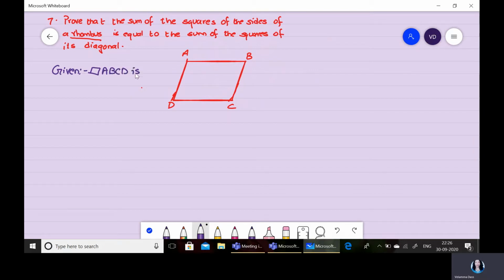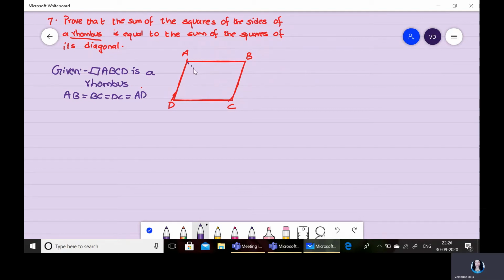Now we all know a rhombus is a quadrilateral in which all the sides are equal. So we know that AB equals BC equals DC equals AD. They are asking us to prove, so let's analyze what we have to prove. We have to prove that the sum of the squares of the sides of the rhombus is equal to the sum of the squares of its diagonals.